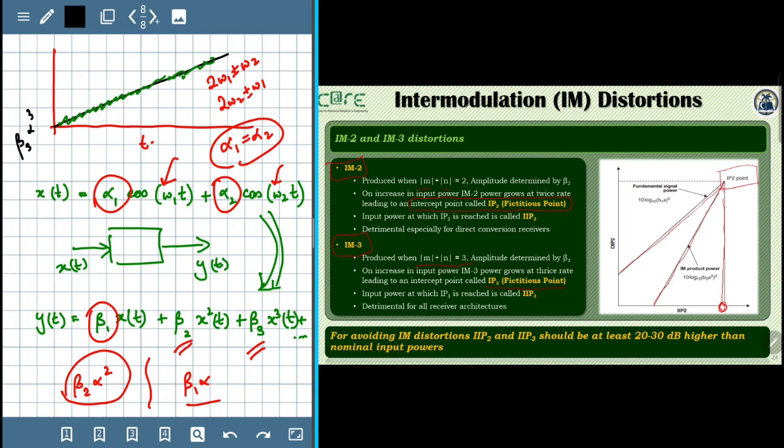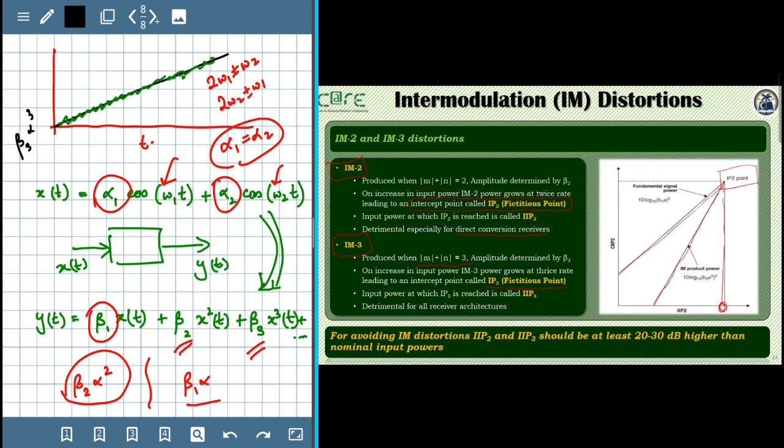It is also a fictitious point because the input power corresponding to this would not be observed in reality, because the components typically saturate much before that point, but it is detrimental for all types of receiver architectures. While the second order intermodulation distortion typically leads to signal components at omega 1 plus omega 2 or omega 1 minus omega 2, omega 1 plus omega 2 components are typically discarded by high pass filters.